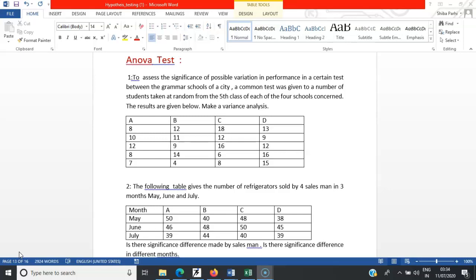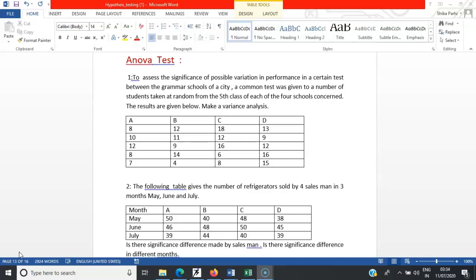Similarly, this is the problem to assess the significance of possible variation in performance in certain tests between the grammar schools of a city. A common test was given to a number of students taken at random from the fifth class of each of the four schools concerned. The results are given below.